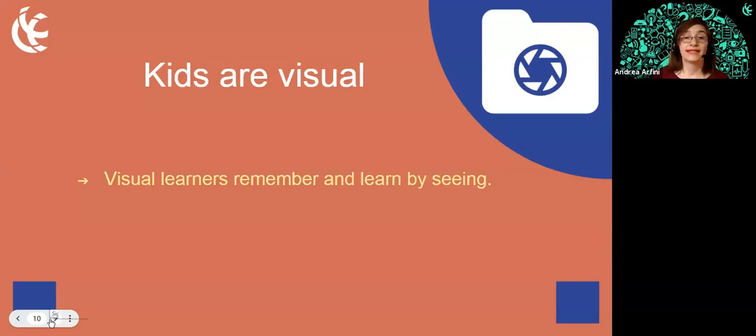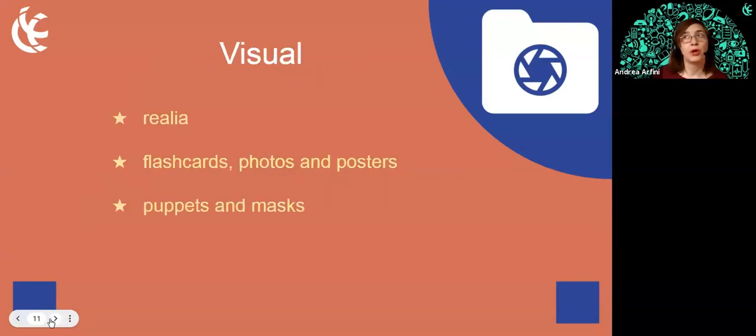Okay, but Maru also mentioned that kids are visual. Yes. And what does that mean? Visual learners are learners who are likely to remember and learn what they see better than what they hear. And this could include being exposed, for example, to different colors, tones, brightness, contrast, and shapes, right? Now, to keep kids engaged in the class, it's a good idea to make use of brightly colored visuals. For example, realia, such as real toys or real fruit; pictures such as flashcards, photos, posters, and also puppets and masks.